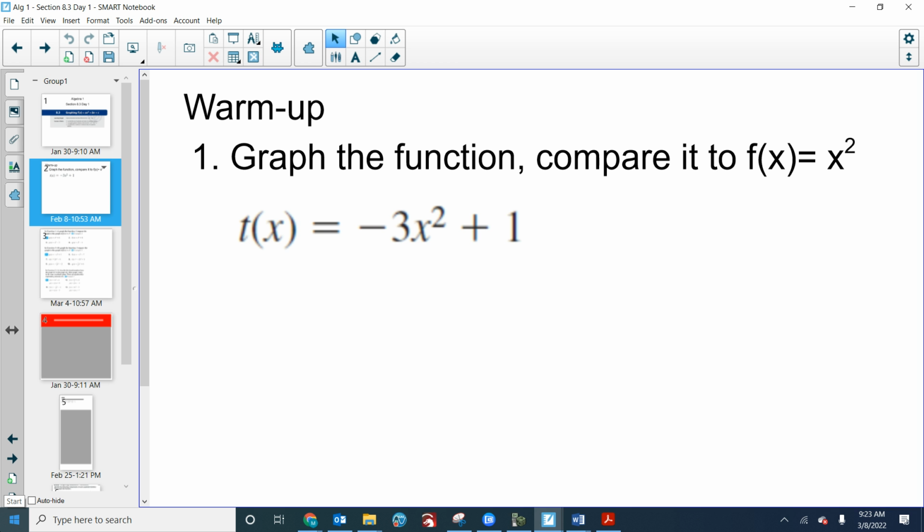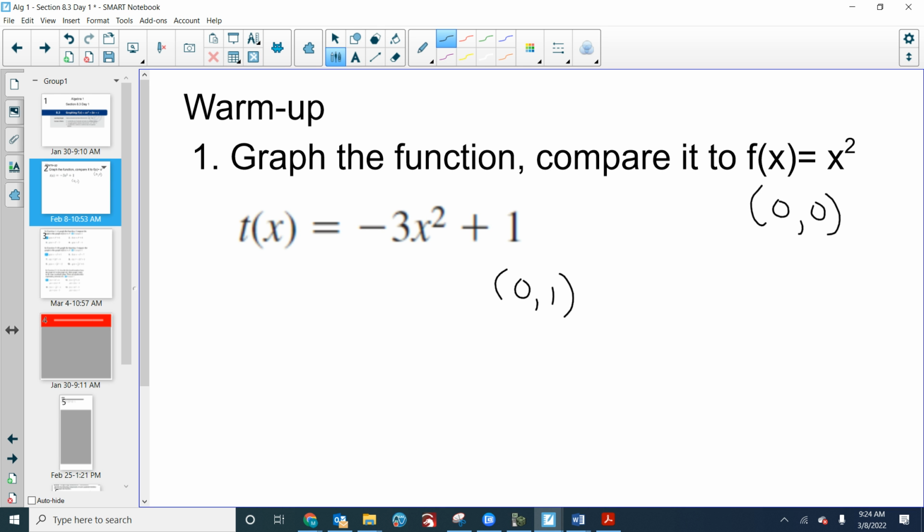How's everybody doing on understanding what happens? Guys, remember, where would the origin be right here? This is really important. Does everybody understand the origin would be here, 0, 0? Where would the origin be here? Because everything got shifted up 1, right? Does that make sense? Where would the origin be here? Good job. Does everybody understand that?